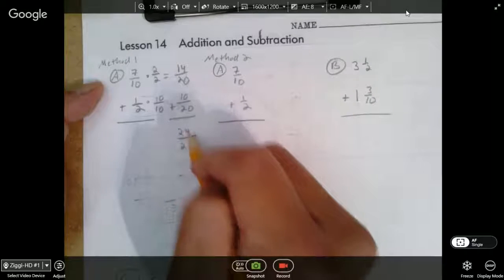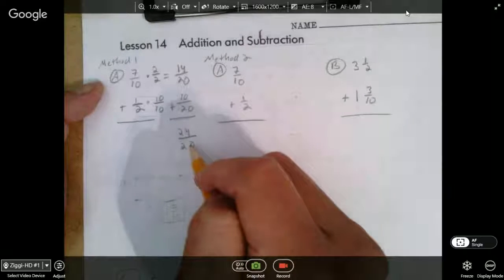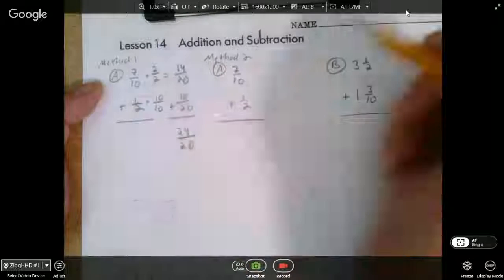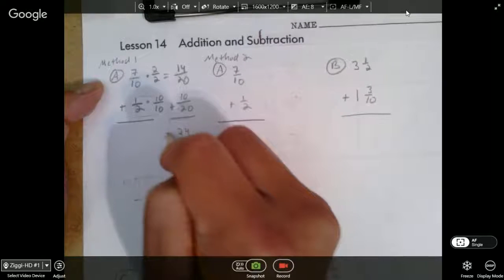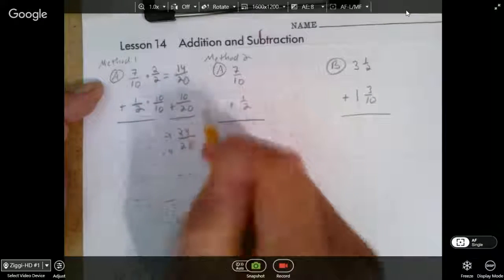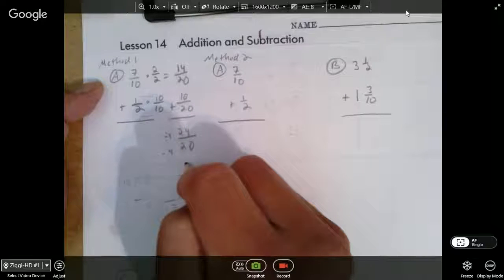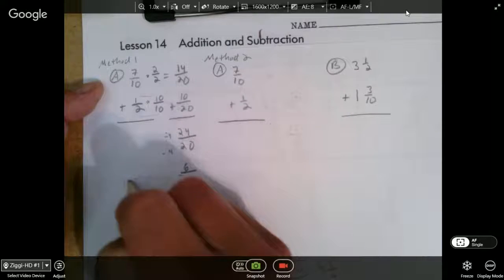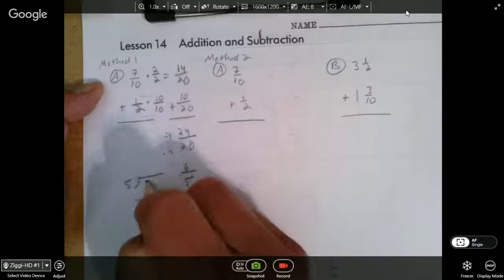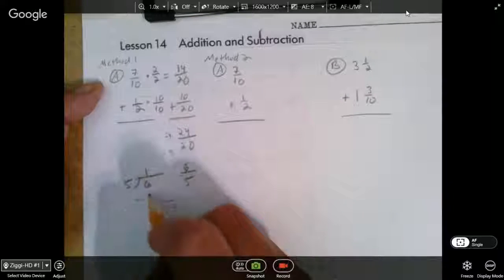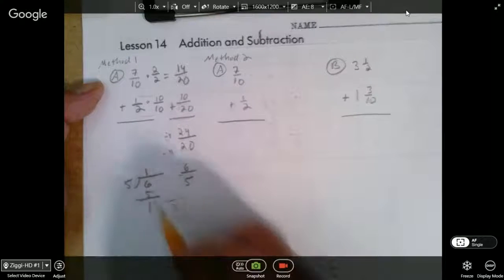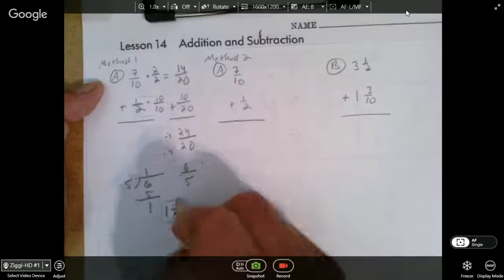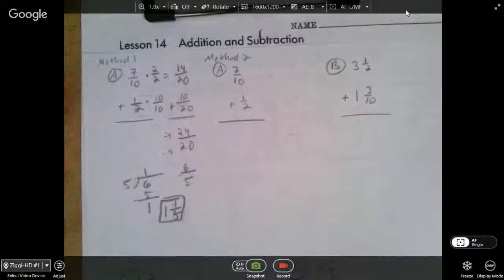They're both even, so we can do 2, but the greatest one would be 4, right? So if I divide by 4, 24 divided by 4 is 6, 20 divided by 4 is 5, and now it's still improper, so let's go ahead and divide it. 6 over 5, 5 into 6, you get 1. 1 times 5 is 5. Remainder of 1. So you have 1 and 1/5. Okay.